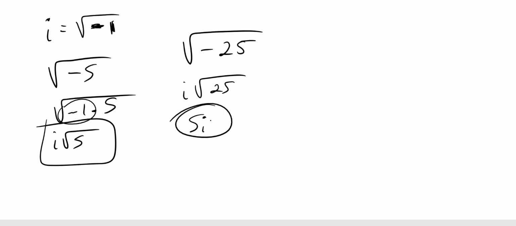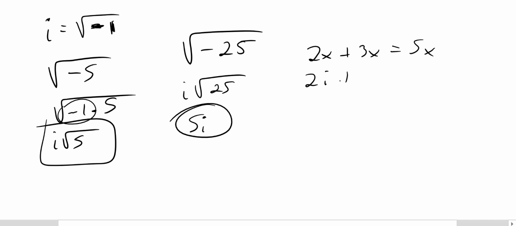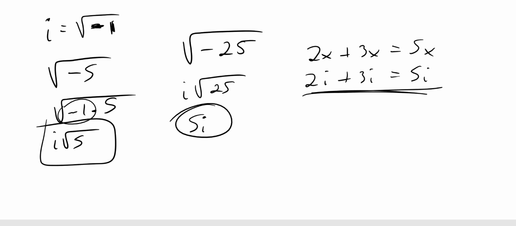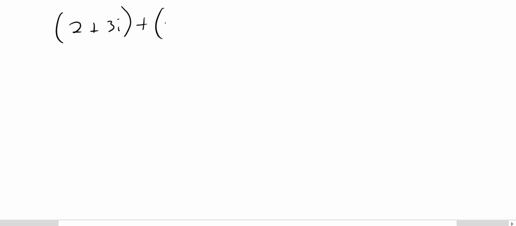As far as operations with i, it's just like an x, guys. If I said 2x plus 3x, what is it? Well, you would say it's 5x. So if I said 2i plus 3i, it's equal to 5i. It's really easy, just like combining like terms. So if I give you a problem like this: 2 plus 3i plus negative 5 minus 7i.